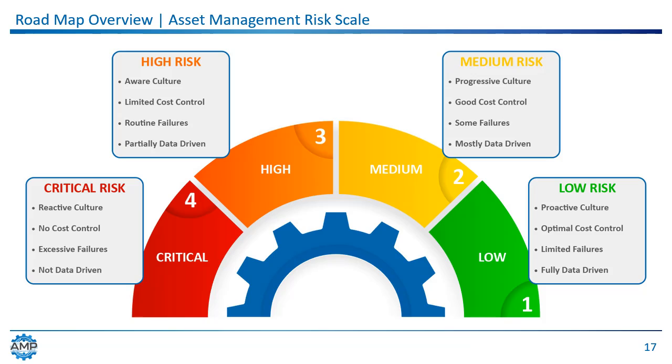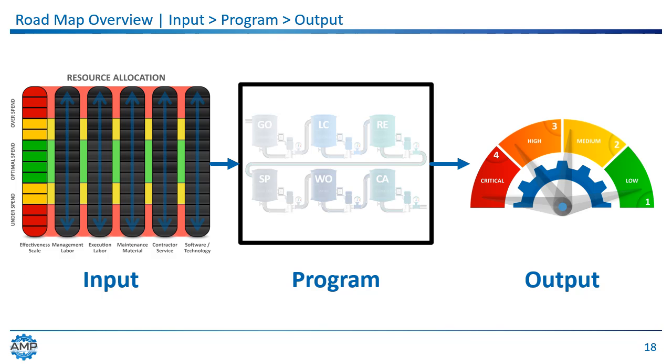And this graphic represents the risk scale that represents the output of the asset management program. The risk categories represent how the AMP processes are influencing risk to the organization. The less effective the AMP processes are being used or implemented or developed, the higher the risk. Remember, we're trying to achieve the least risk feasible relative to the resources that we have available to use.